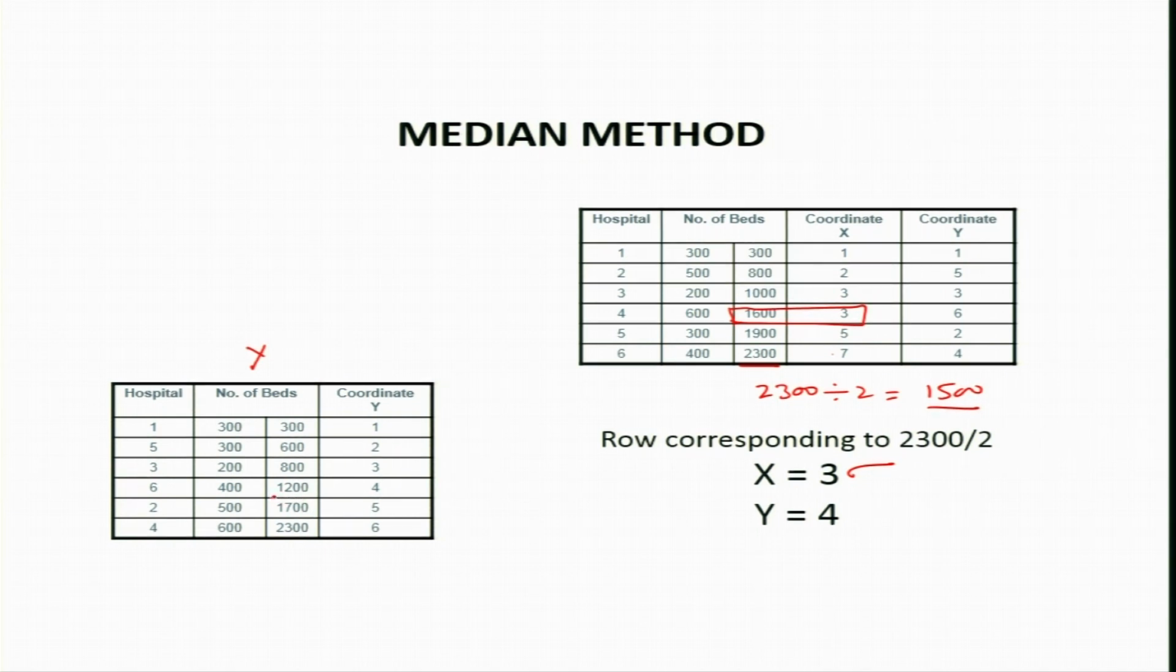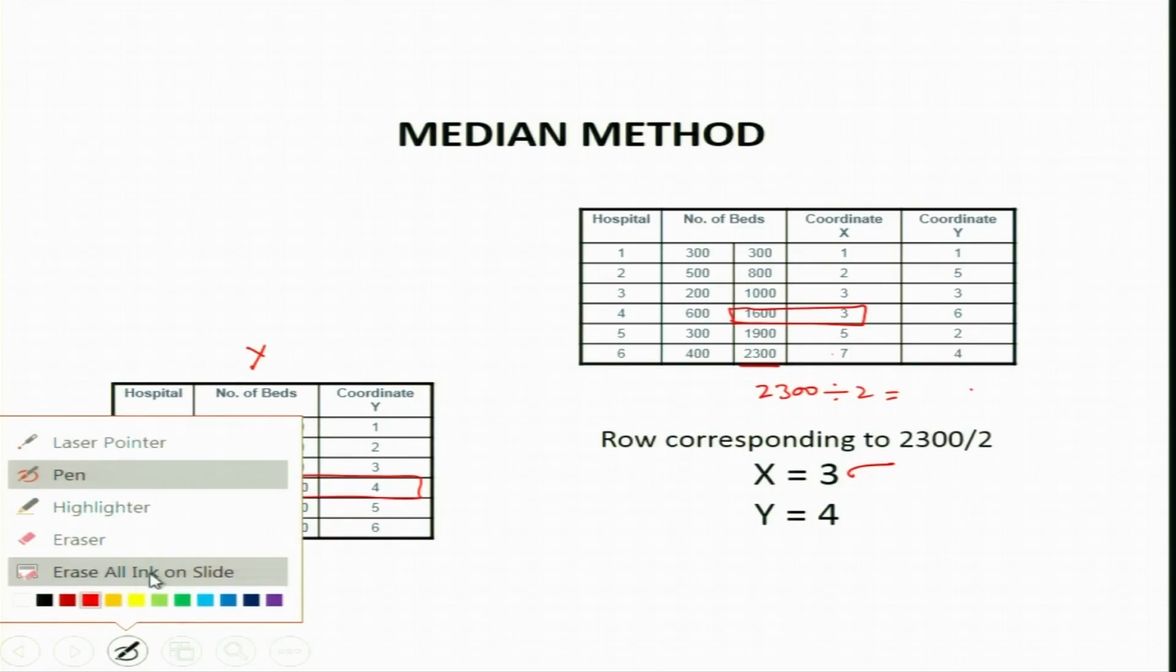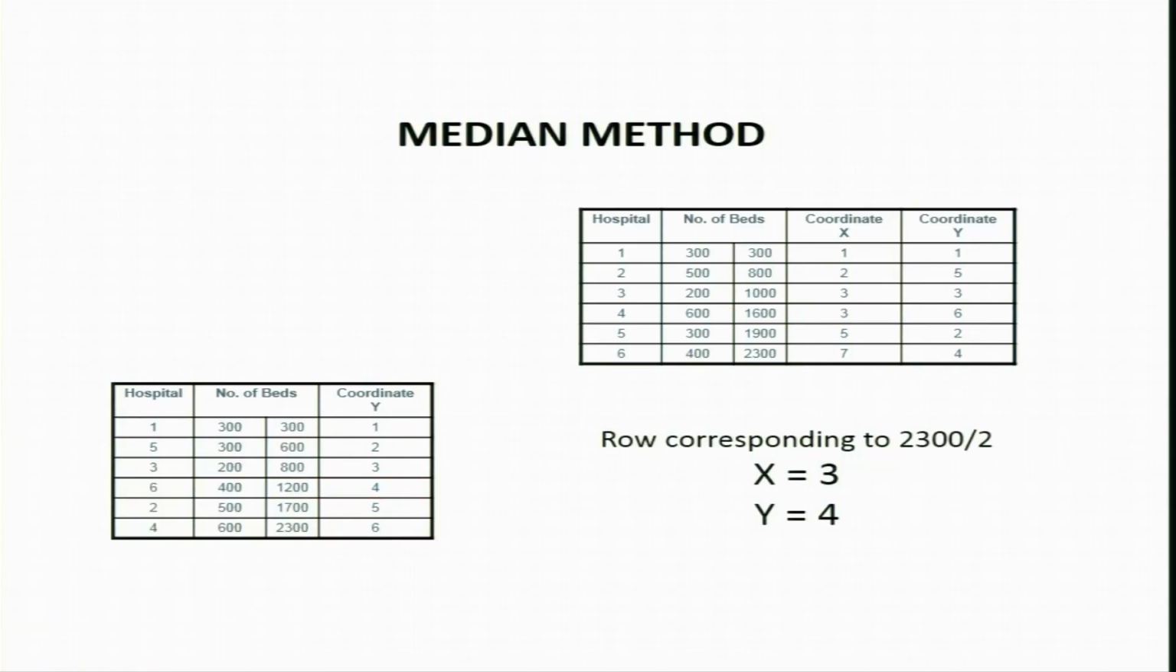So, I may get a value of 4 for this, sorry, not 1500, 1150. Both are not correct. Let us do it again. So, in the median method, we are going to see applying the median method.